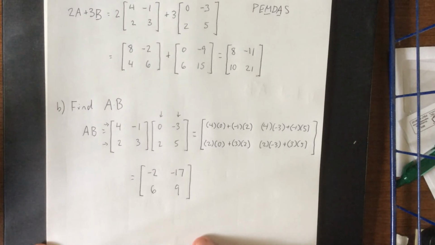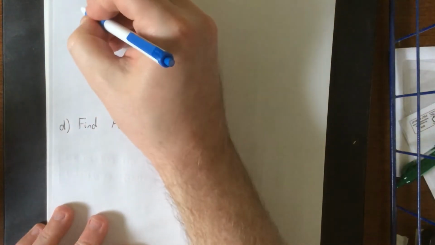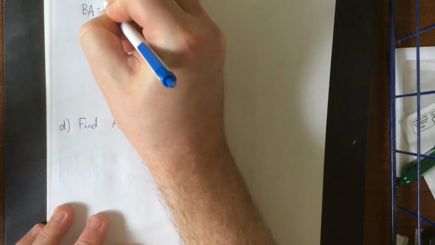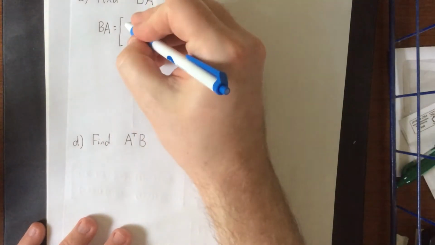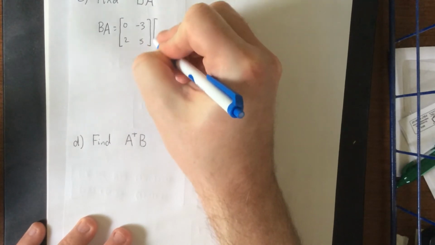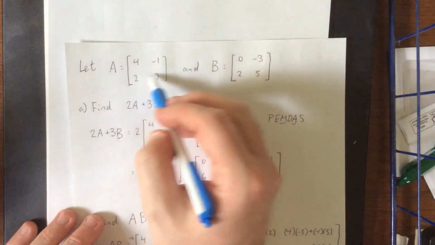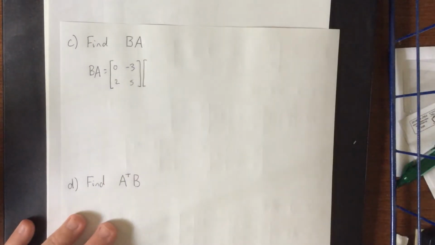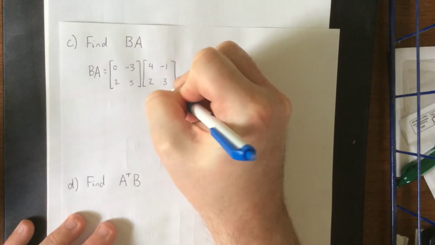Now beyond this, we're also going to be calculating a couple more. The next one is going to be B times A. So for B times A, we'll set this one up in a similar fashion. Remind ourselves, matrix B is 0, -3, 2, 5, and once again, matrix A is going to be equal to 4, -1, 2, 3.